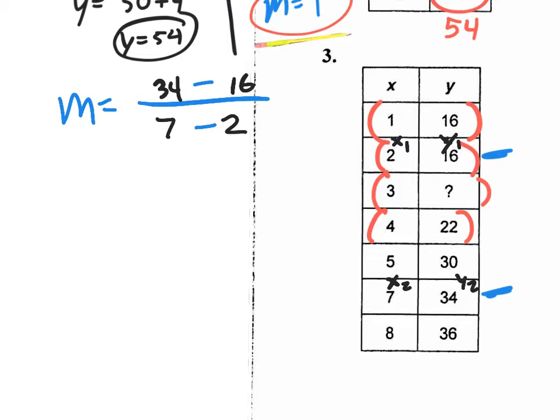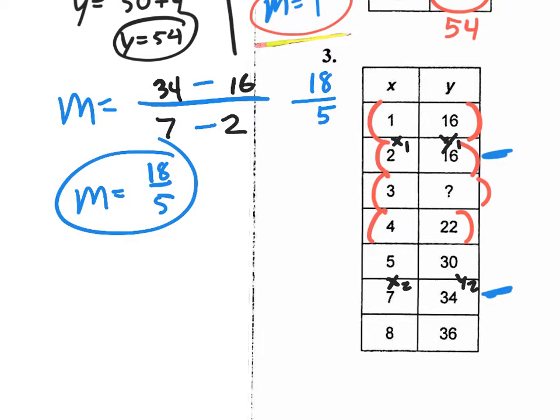When we go 34, take away 16, we get 18 up on top, and on the bottom, it's 5. So our slope, m equals 18 over 5. That's our slope. And now we have a slope, and we obviously have a bunch of points. So what form would be good to use?